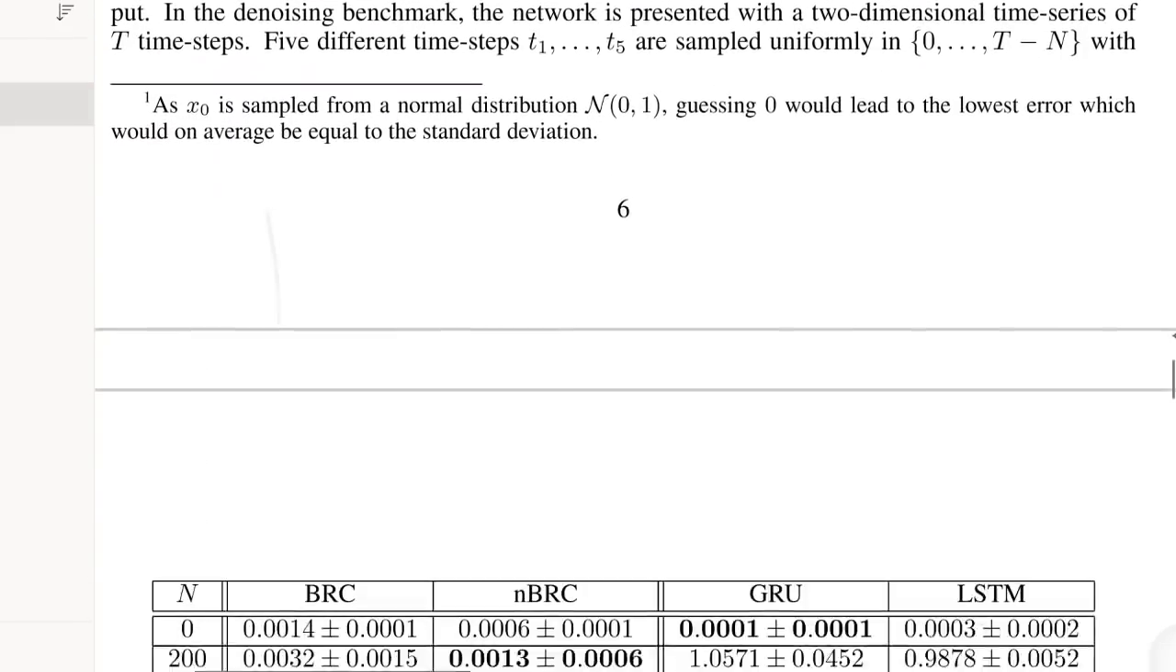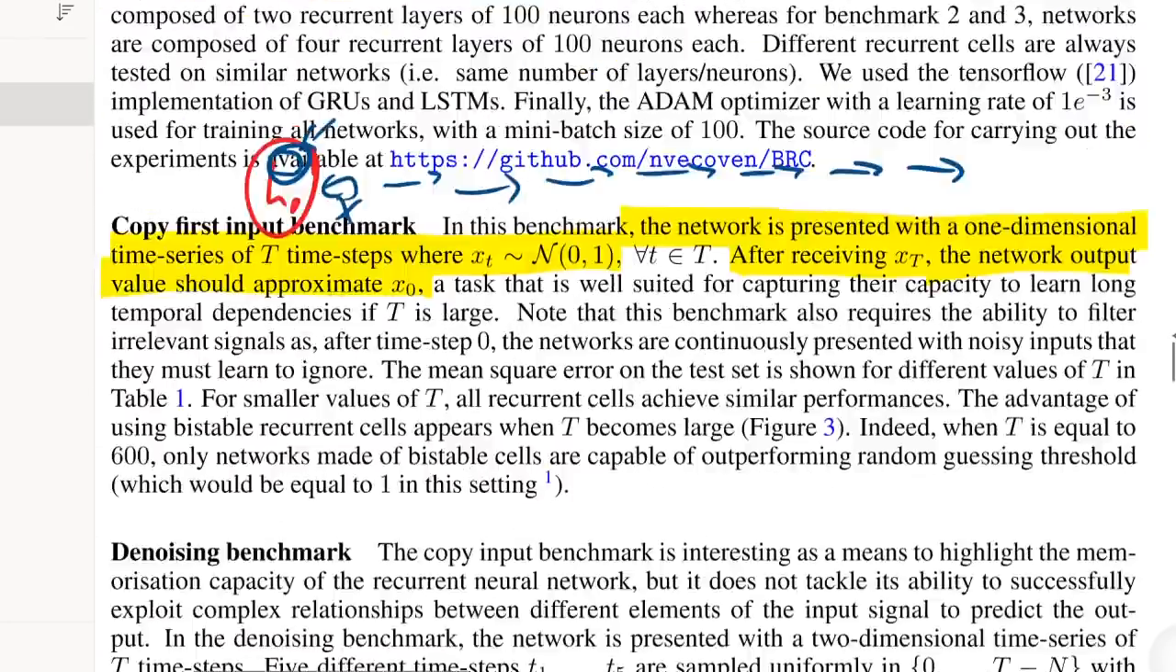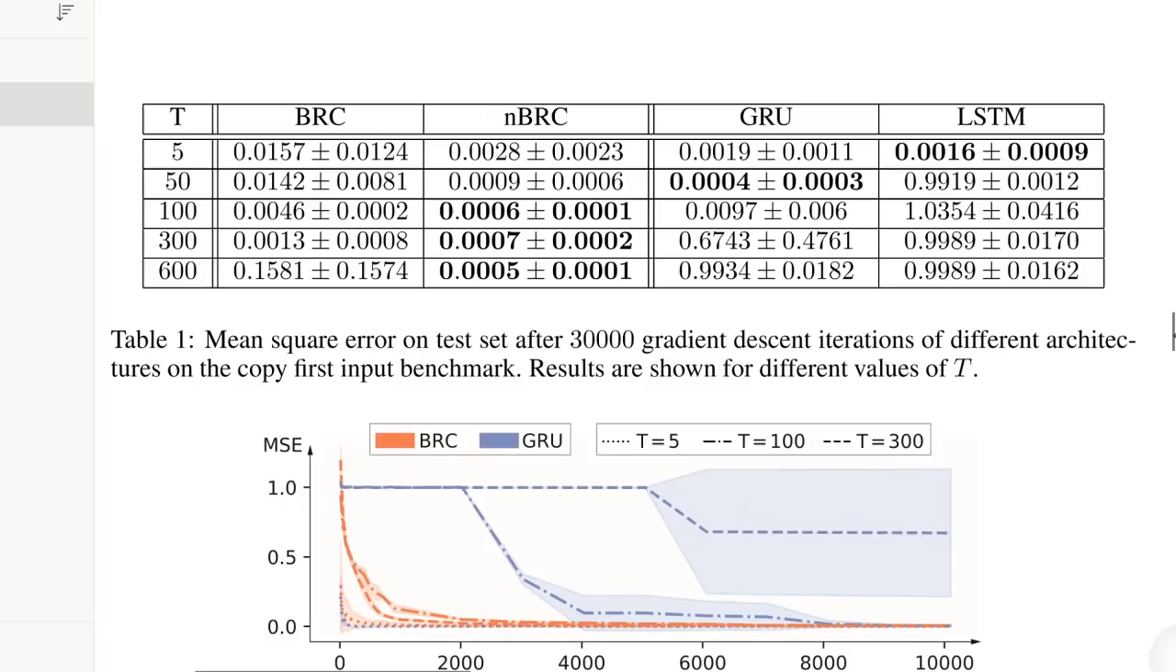And what happens in this, so as you can see, the result is up here. So this is after they train it for 300,000 gradient descent iterations. And you can see that when the time steps, when the series are pretty small, the LSTMs or the GRUs tend to perform well. But you can see that these BRCs, they don't tend to perform poorly, they're just performing worse, right? It's still the 0.01 regime or something like this of error.